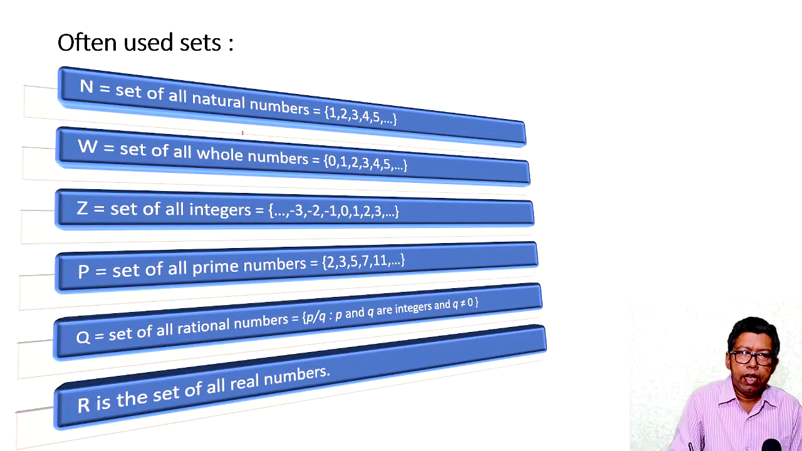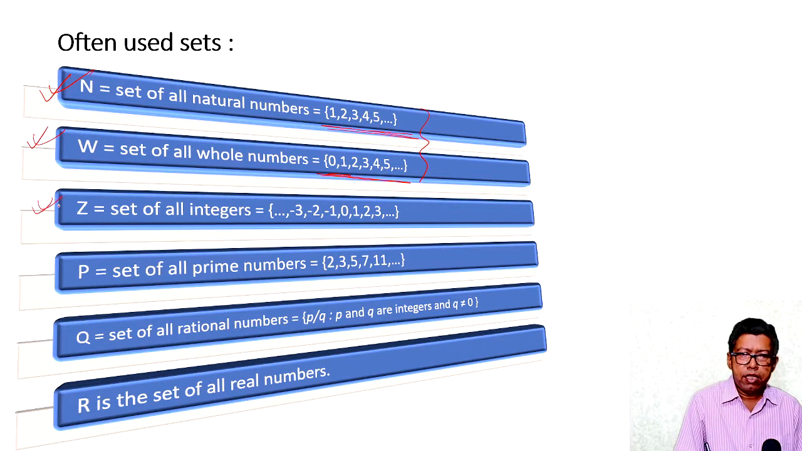N is the set of all natural numbers, and you see 1, 2, 3, 4, 5, this is an infinite set. And W is the set of all whole numbers. It starts from 0. The least whole number is 0, and this is the basic difference between natural numbers and whole numbers. The natural numbers start with 1 and go to positive infinity, and W, the set of whole numbers, starts with 0, and it is also going to positive infinity. So both are infinite sets, but there is a difference.